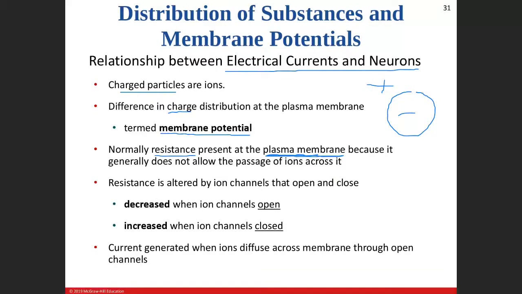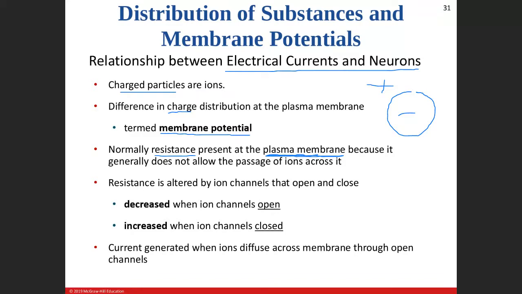Well, I shouldn't say that. It's a limiting barrier. It only lets certain things cross the plasma membrane. It has to be really small or nonpolar. Well, guess what? Ions aren't going to fit into that category. So they need to get across the plasma membrane through a channel. And if those channels are closed, it's going to create more resistance.